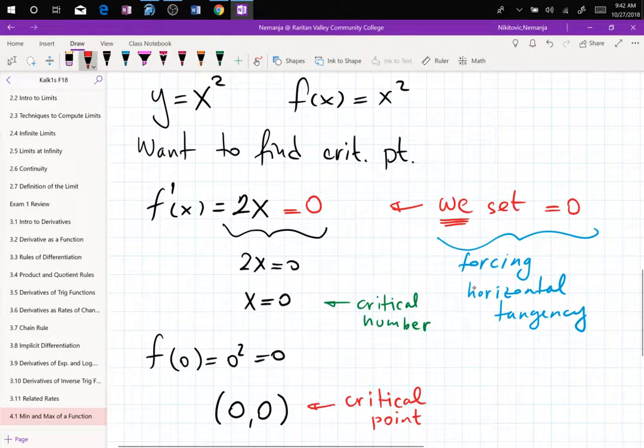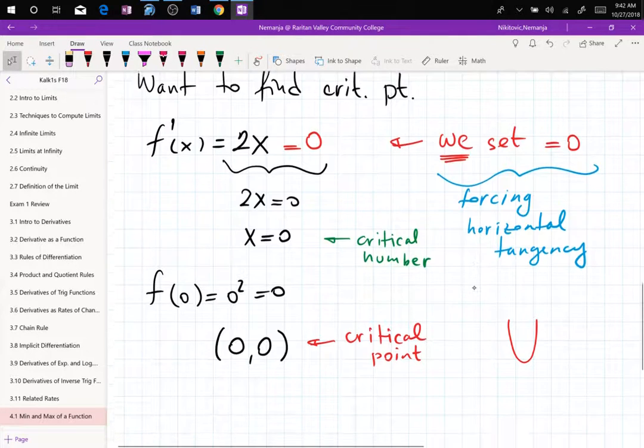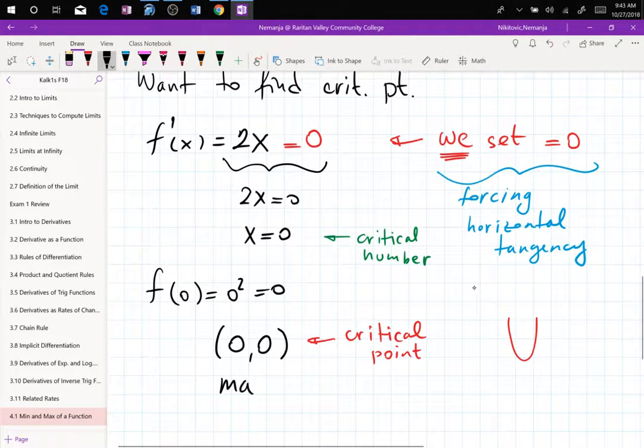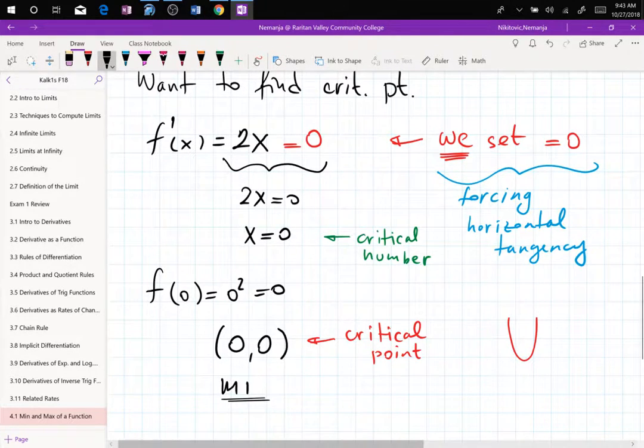So now I found the critical point 0, 0, and because we know what x squared looks like, which opens up, this particular point here is the minimum point. It's a min point. We also know it's the absolute min. Well, let's just call it a min.